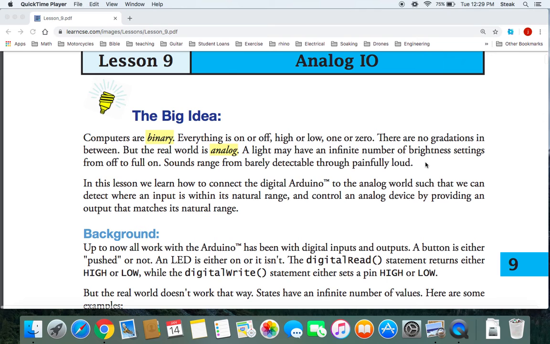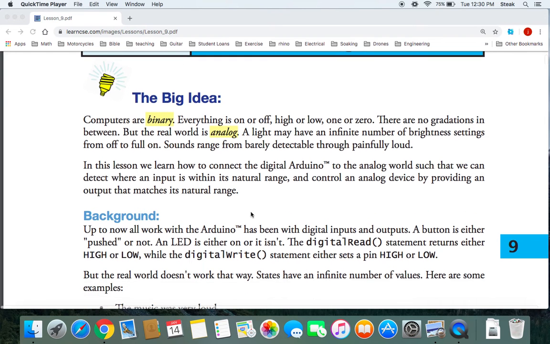In this lesson, we will learn how to connect the digital Arduino to the analog world, such that we can detect where an input is within its natural range and control an analog device by providing an output that matches its natural range. That's just a fancy way of saying controlling things that have variations. They're not either fully on or fully off.